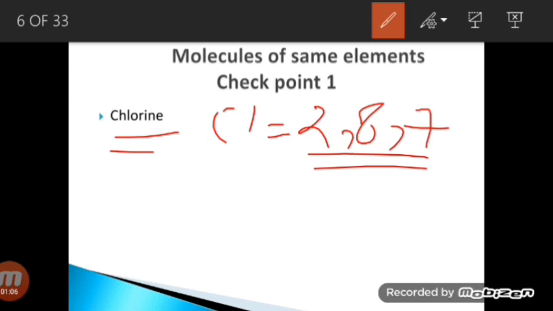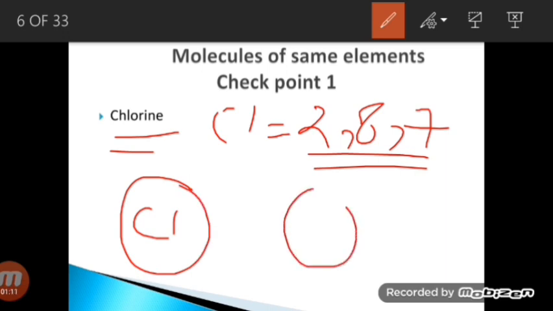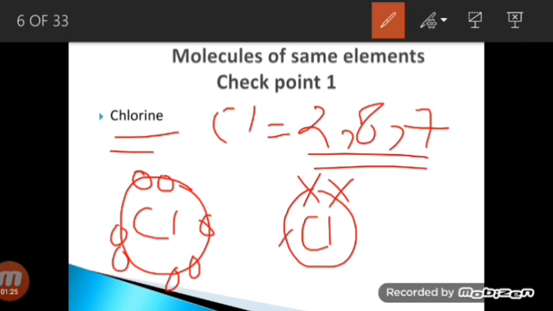If I draw the valence shell of chlorine, this would be the dot and cross structure of chlorine. 1, 2, 3, 4, 5, 6, 7. There are 7 electrons in the valence shell, and similarly the second chlorine also has 7 electrons in its valence shell. As both chlorine atoms have 7 electrons in the valence shell, they need one electron in order to fulfill their octet, or attain the noble gas configuration.